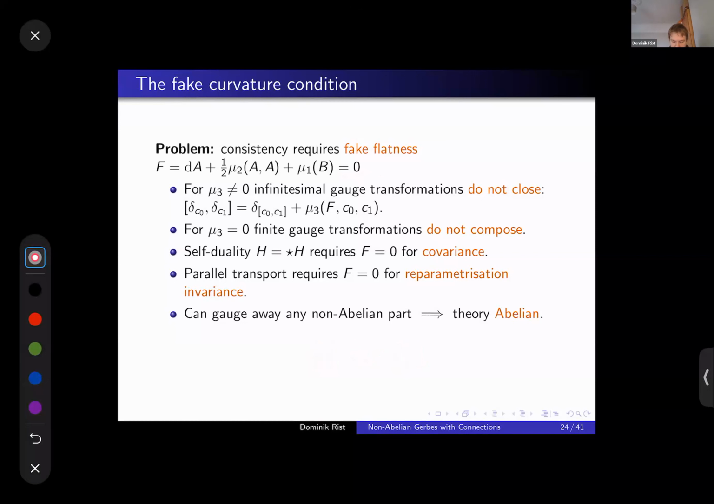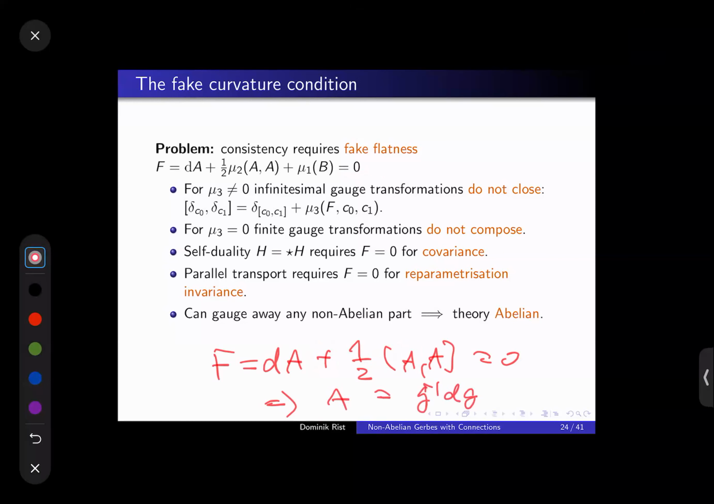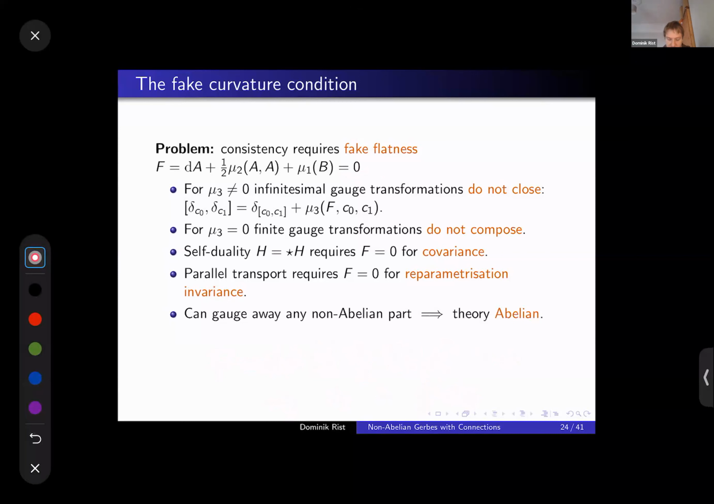I mean, it's similar to the ordinary principal bundle case. There, if you have this formula, and if this is 0, it turns out that A is pure gauge, right? Yeah. So you don't have any information in A. Yeah, I see. And that is almost true here. The only information you have here is precisely in the abelian part of B. That's the only information that is left after imposing the fake flatness condition. And you need to impose the fake flatness condition because otherwise your theory is inconsistent.